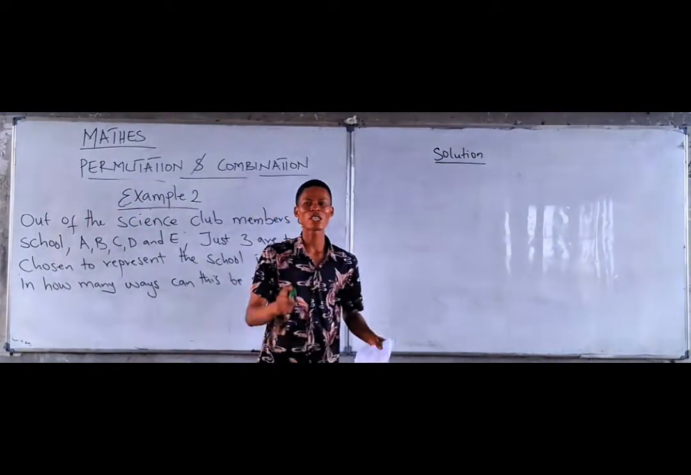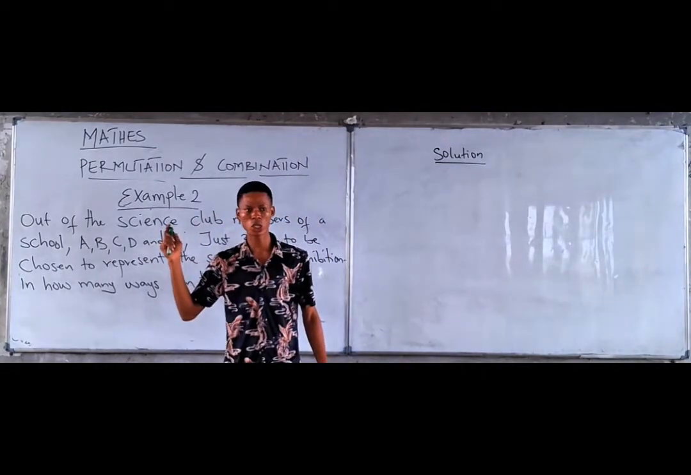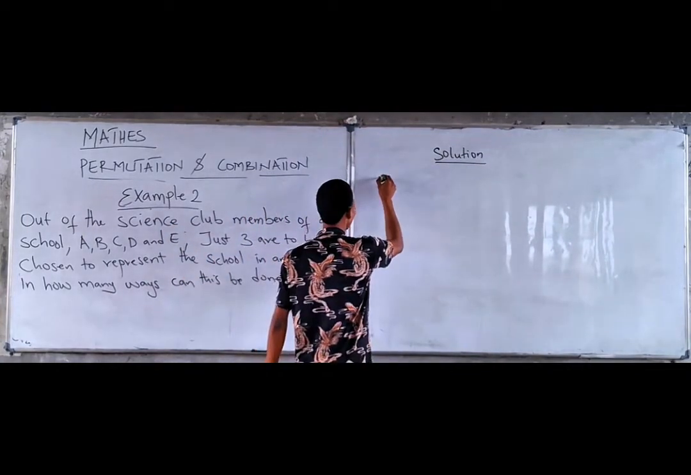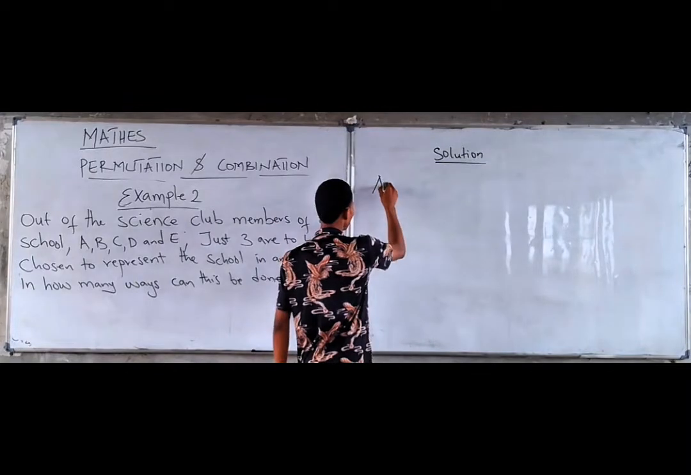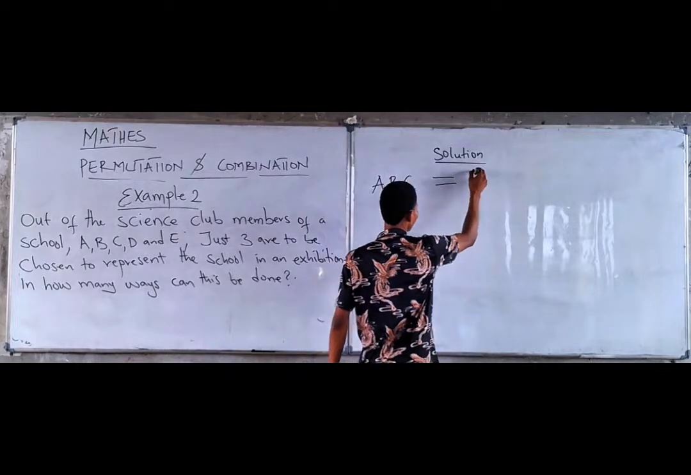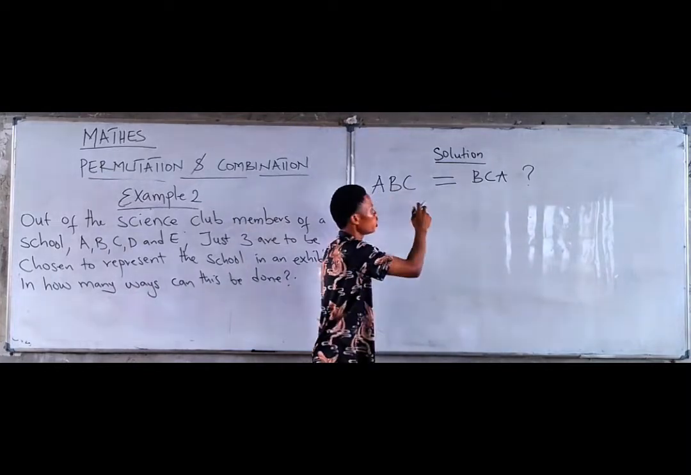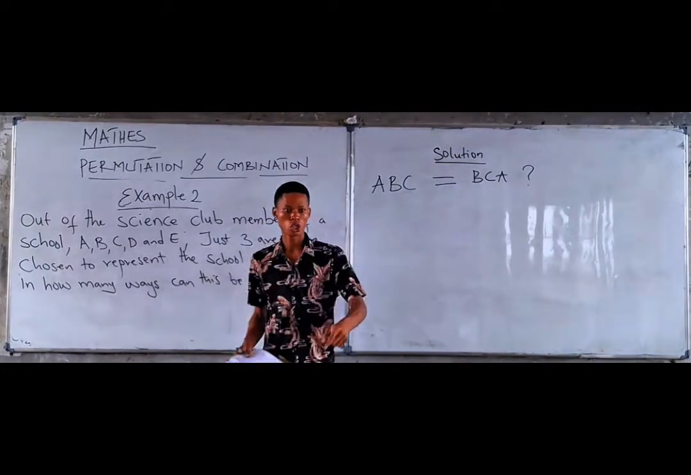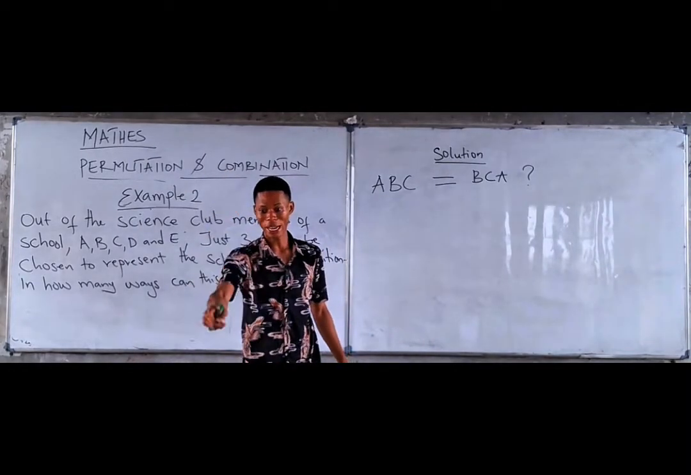Now look at this. The first question you ask yourself: is this a case of permutation or combination? In this case, what do you think? Let's see if it's combination or permutation. How many persons are we choosing? 3 persons, right? If I decide to choose A, B, and C, and on the other way, I decide to choose B, C, and A, is ABC equal to BCA? Like if I choose 3 of them now: your Favor, your Gift, and your Amaka.